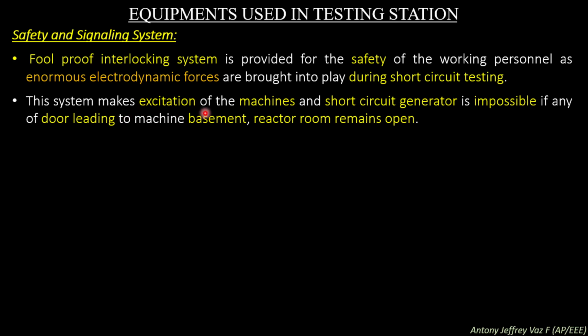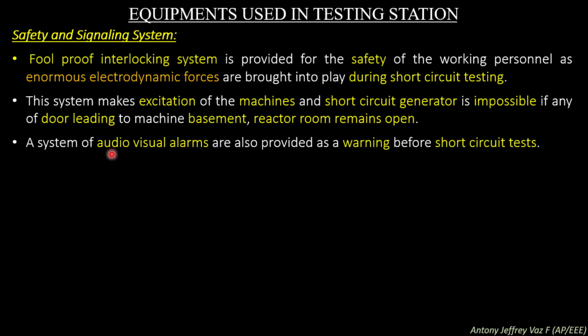This system makes excitation of the machines and short circuit generator impossible if any door leading to the machine basement or reactor room remains open. So if any door in the reactor room is open, this foolproof interlocking system will not allow the test to be conducted. A system of audio-visual alarms is also provided as a warning before a short circuit test is performed. So an audio-visual alarm is sounded before a short circuit test.